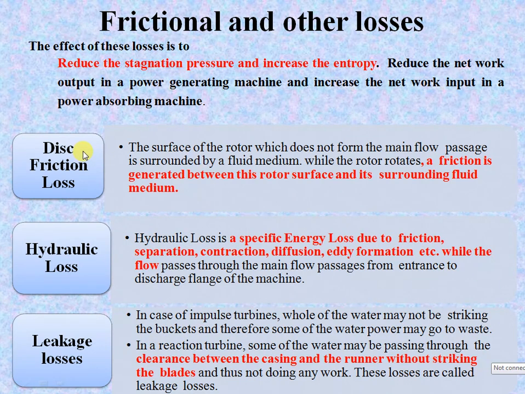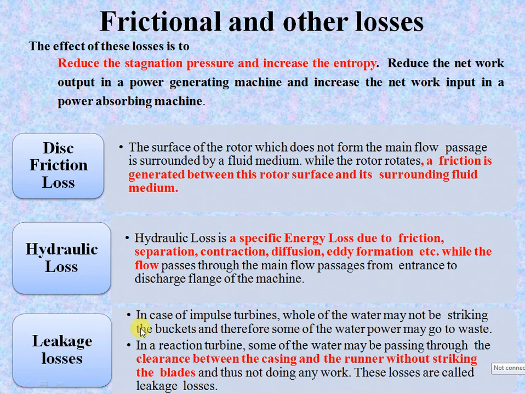So the first is friction loss. The surface of the rotor which does not form the main flow passage is surrounded by a fluid medium. While the rotor rotates, friction is generated between the rotor surface and its surrounding fluid medium. The hydraulic loss is a specific energy loss due to friction, separation, contraction, diffusion, eddies formation, while the flow passes through the main flow passage from entrance to discharge flange of the machine. Hydraulic losses we have already discussed in fluid mechanics, that is major loss and minor loss.